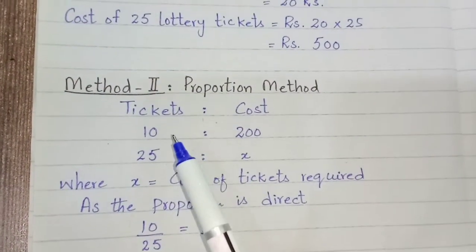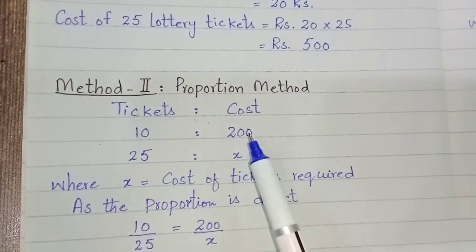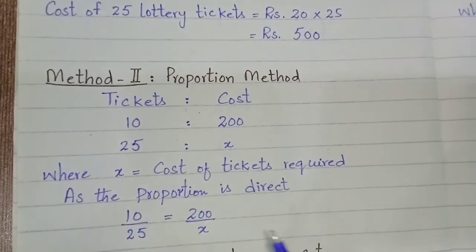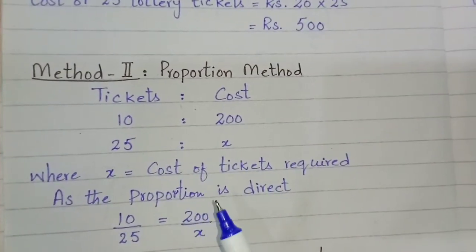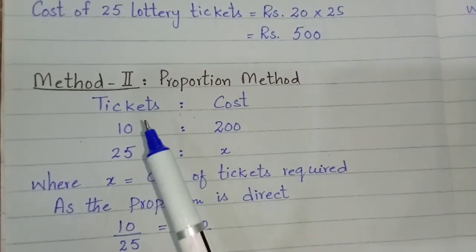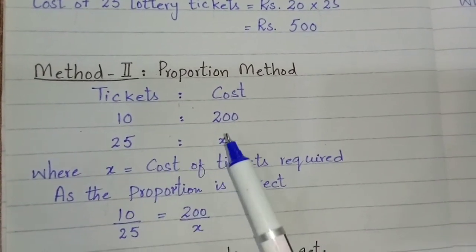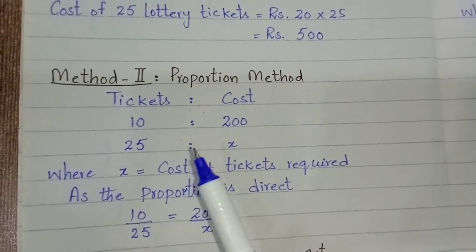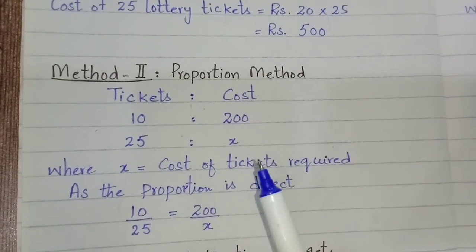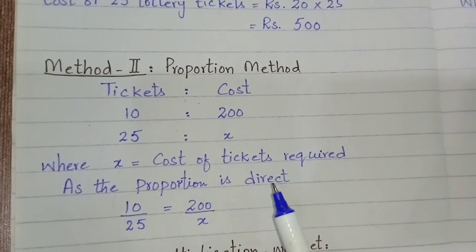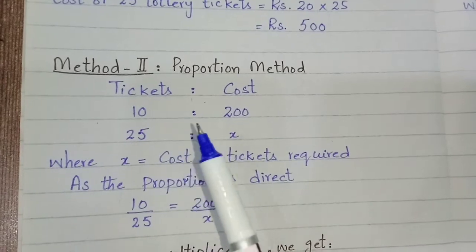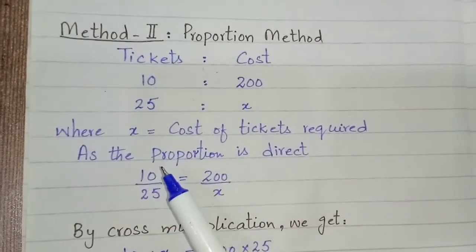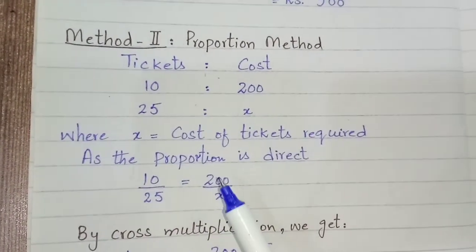So we have to write 10 over 25 equals 200 over x. When the proportion is inverse, then we have to write 10 over 25 equals x over 200. A ratio B, proportion D ratio C. But when the proportion is direct, we have to write A ratio B equals C ratio D. So 10 over 25 equals 200 over x.